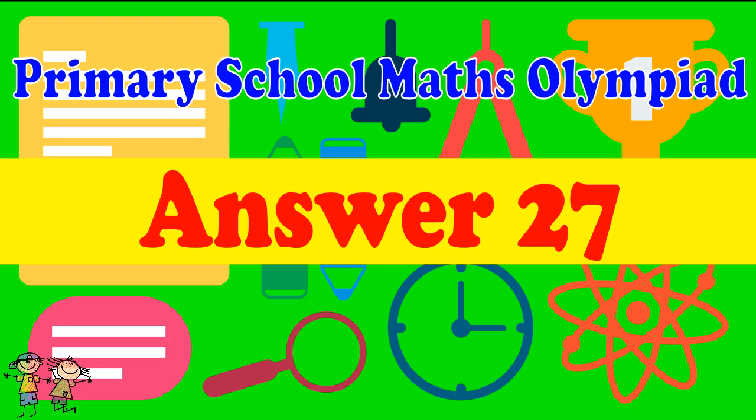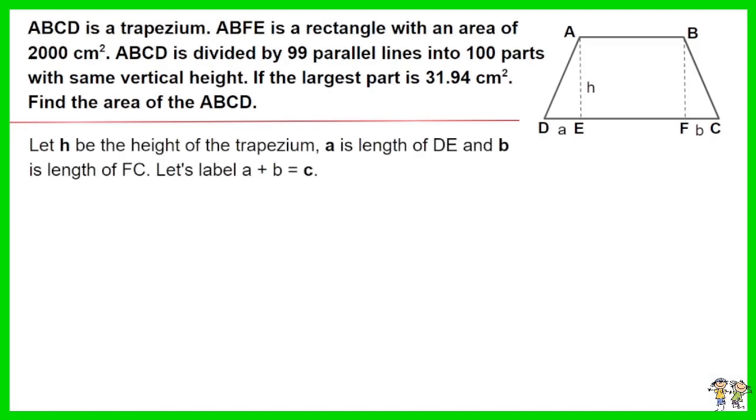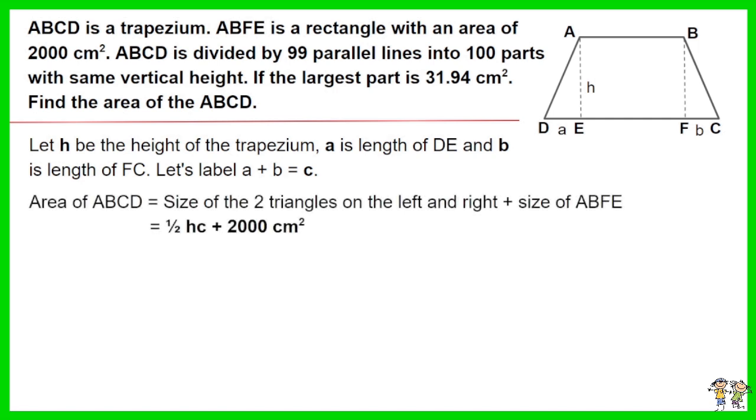Answer for question 27. Let h be the height of a trapezium, A is the length of DE, and B is the length of FC. Let's label A plus B equals C. Area of ABCD equals the size of the two triangles on the left and right plus the size of ABFE, which equals half times h times c plus 2000 centimeters squared.